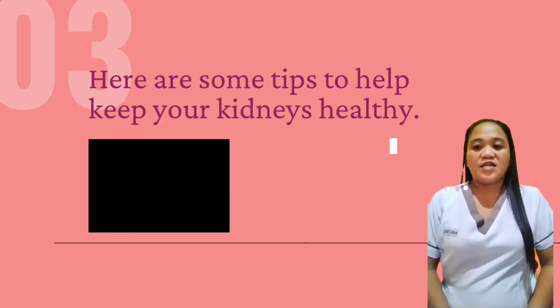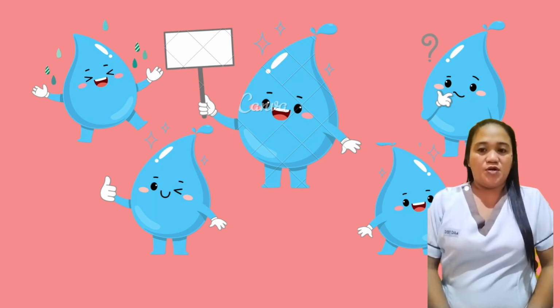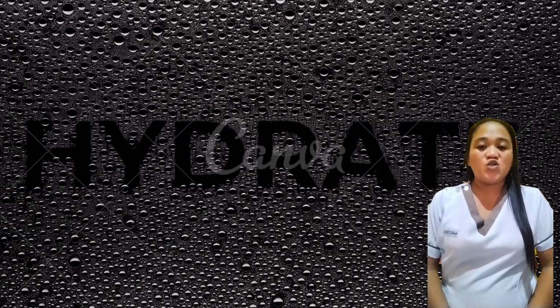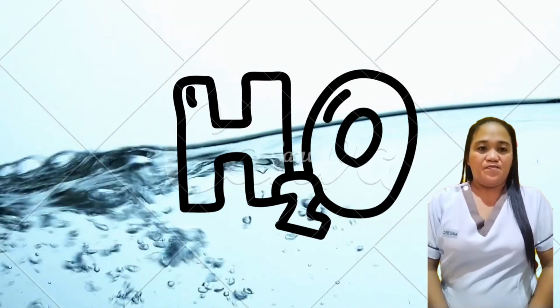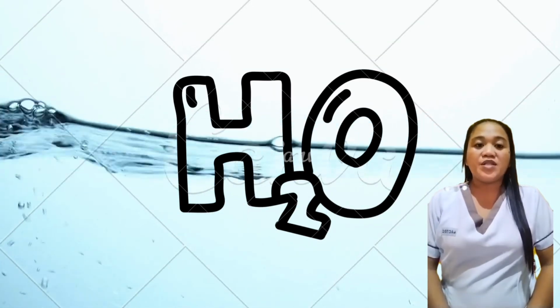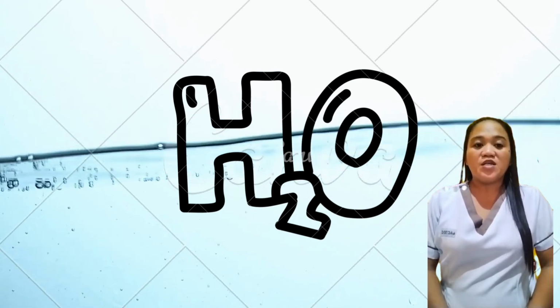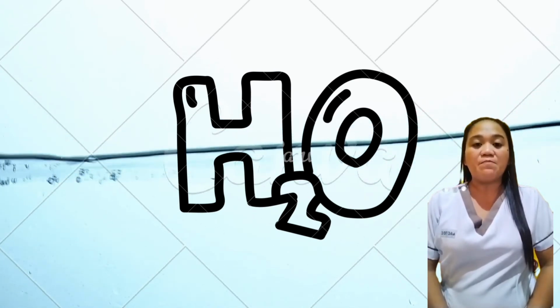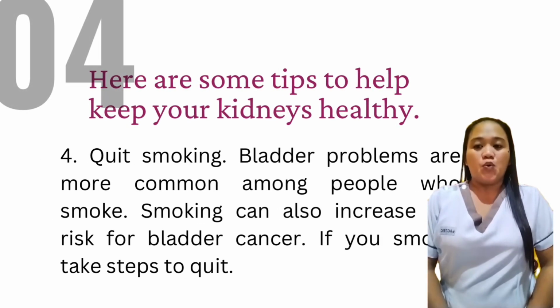Number 3. Drink enough fluid, especially water. More than half of the human body is made up of water, so it is important that you are drinking enough. How much water you need can vary based on your size, activity level, and where you live. Not drinking enough water can cause dehydration, result in mood changes, cause your body to overheat, and lead to constipation and kidney stone.